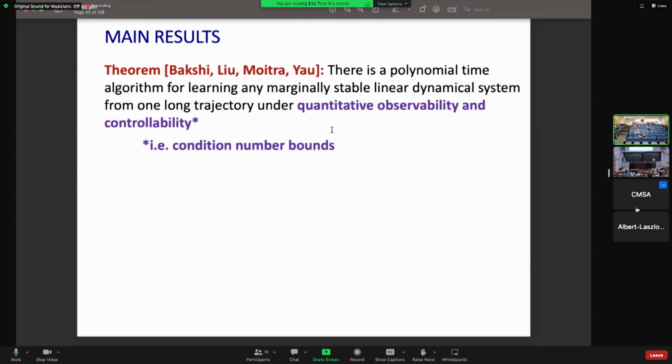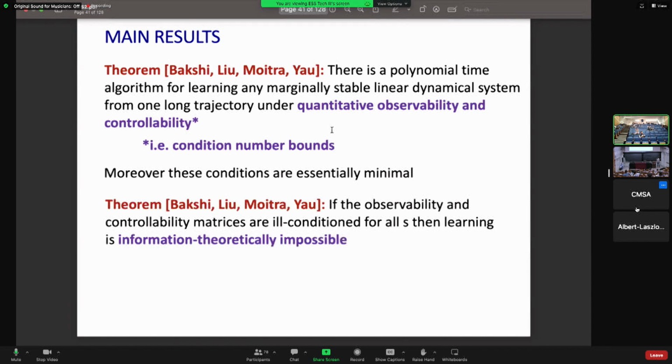The only assumption we need is that the observability and controllability matrices are well conditioned. So you need some quantified version of the fact that they're not degenerate in terms of rank. But moreover, what you can show is that these conditions are necessary, information theoretically: if you do not have bounded condition number, the problem is impossible, information theoretically.